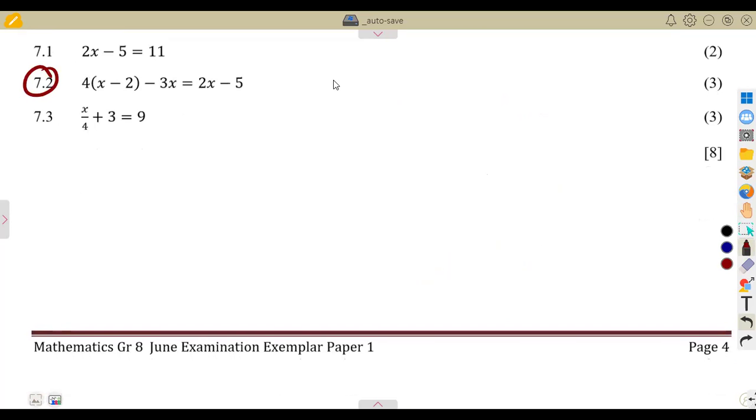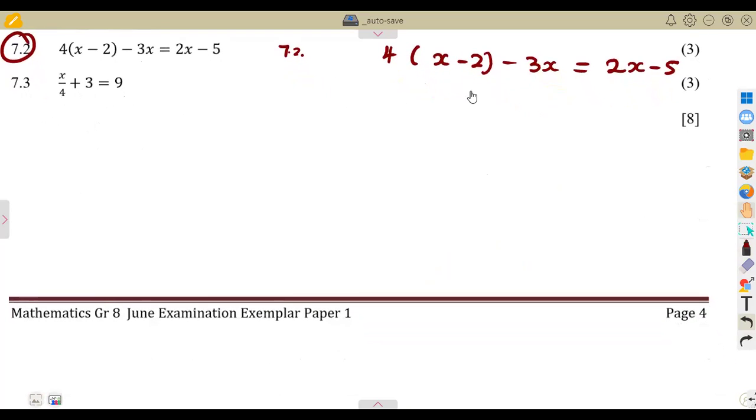7.2, there's a bracket this time. We have got 4 into the bracket of x minus 2, minus 3x is equal to 2x minus 5. Okay, don't be scared that there's x, there's x. Don't panic. Expand your brackets, collect your like terms, just like that.